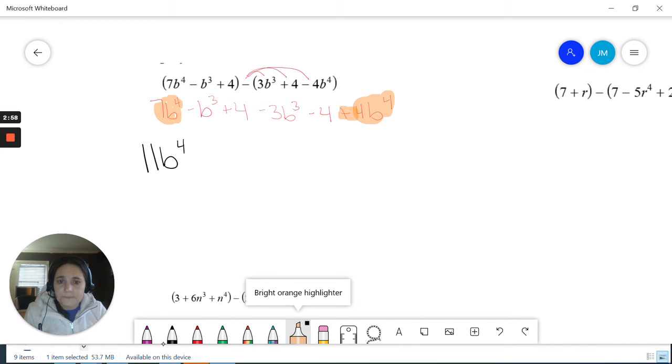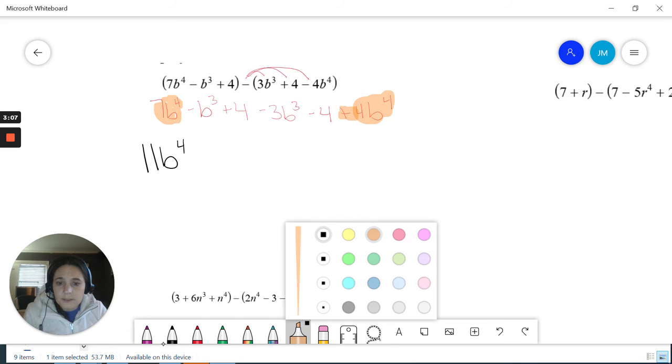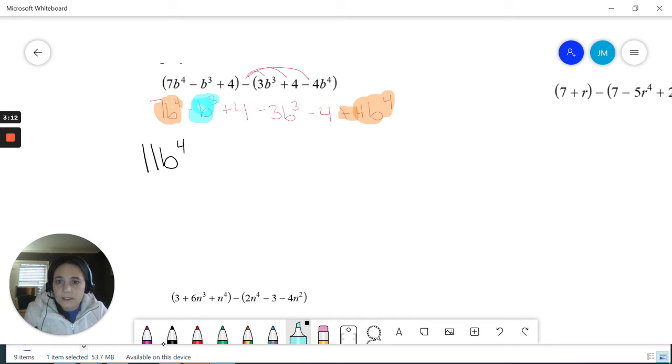And then we're going to go to our next term, which is our b cubes. I've tried to get different colored highlighters, but they take a minute to load. So here is negative b cubed and a negative 3b cubed. Okay, now remember when there's no number sitting in front, there's an imaginary 1. So it's negative 1 and a negative 3 is negative 4b cubed. And then our final terms that we're going to combine are our constants, and it looks like we have a positive 4 and a negative 4, so those are going to zero out, and here is your final answer.